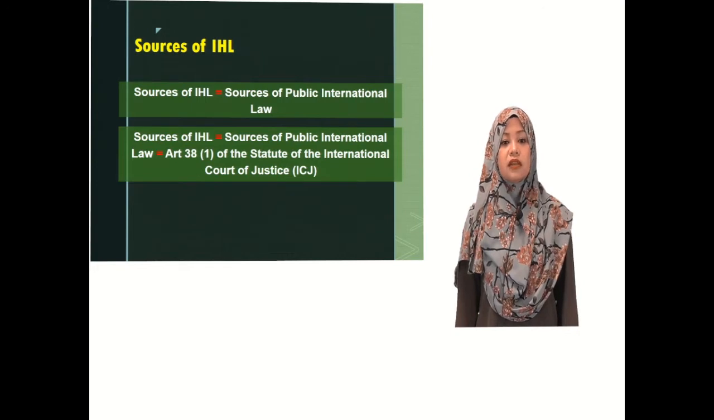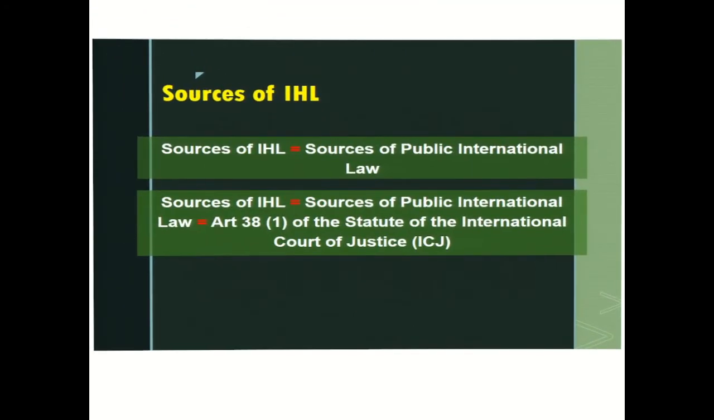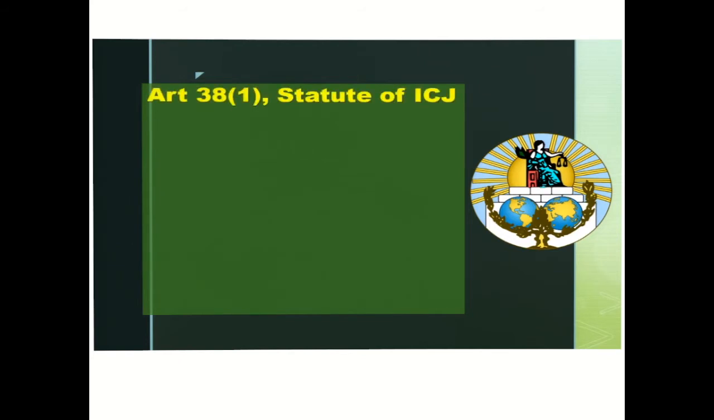Sources of international law is the same with the sources of public international law. And the most often quoted of sources for public international law is Article 38.1 of the Statute of the International Court of Justice. According to Article 38.1 of the Statute of the International Court of Justice, Article 38.1a is International Convention, also known as Treaties.